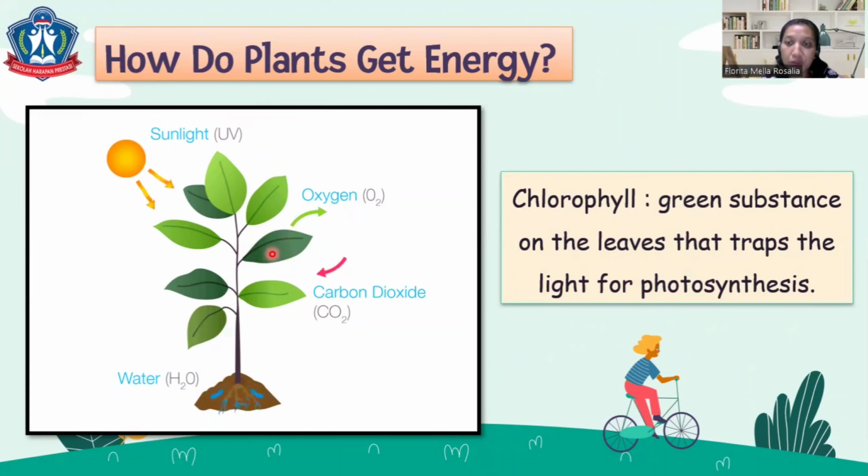the leaves that traps the light for photosynthesis. So, the photosynthesis here helps the plants to make their own food. That's why the plants can get the energy for the whole plant.